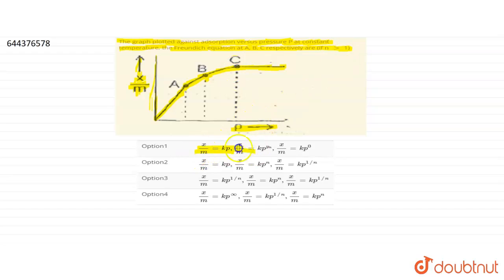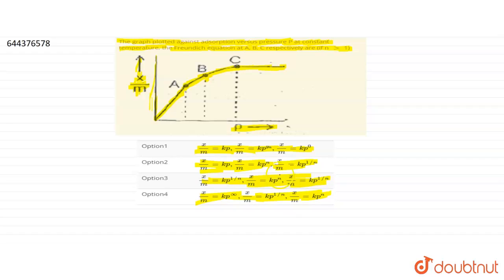Our options are like this. We have option first like this. We have option 2, x by m equals k by p, x by m equals kp to the power n. So these are the options for the Freundlich equation at A, B, C respectively. This is a very basic question from the Freundlich adsorption isotherm. Okay guys, so what does the Freundlich isotherm say?